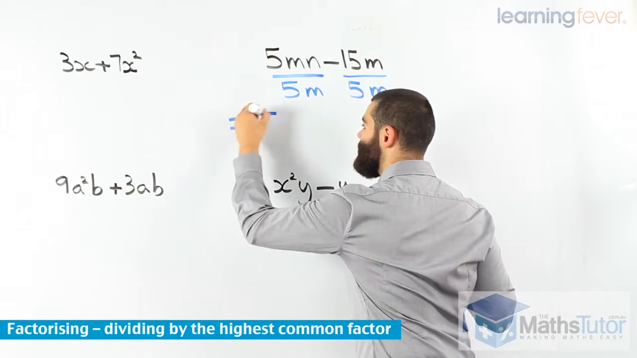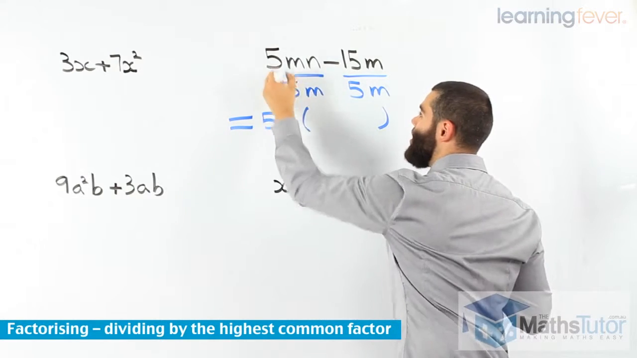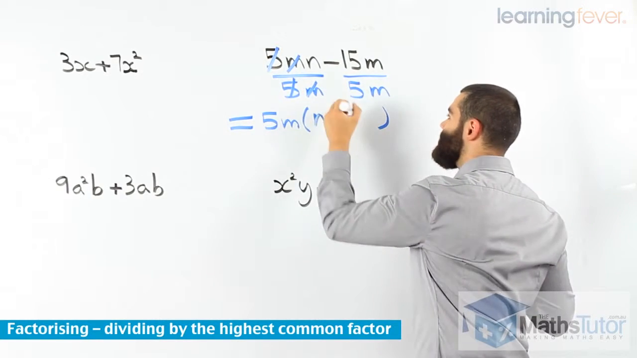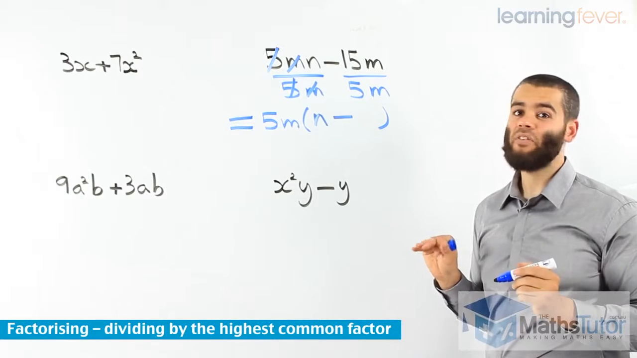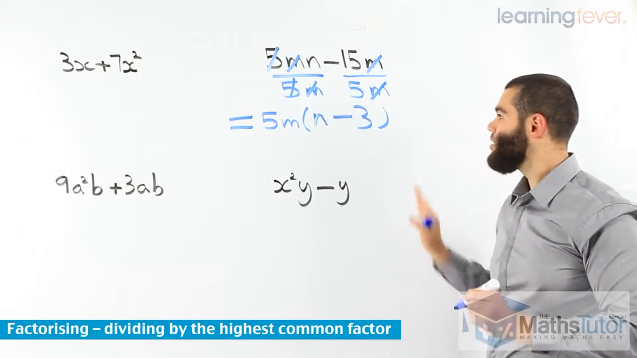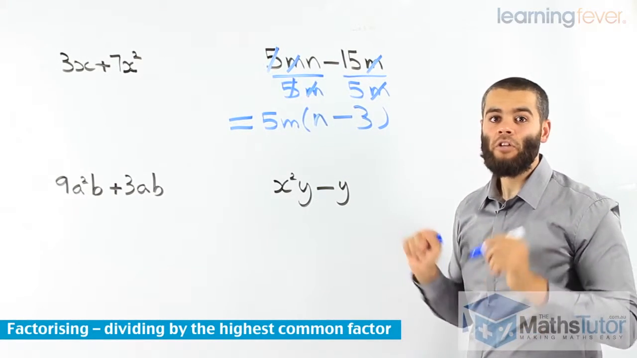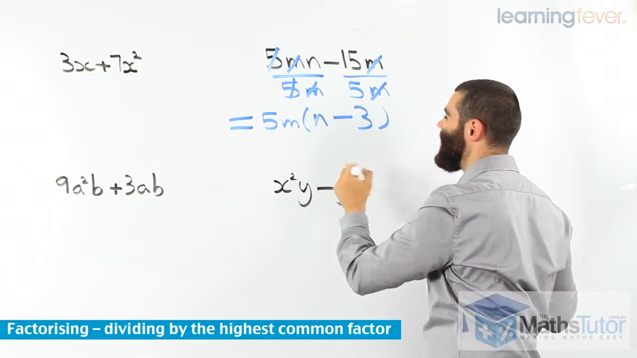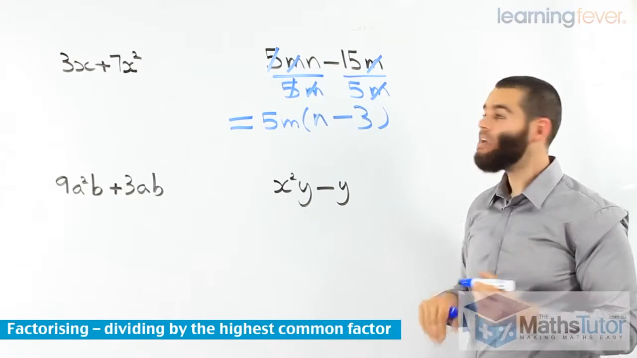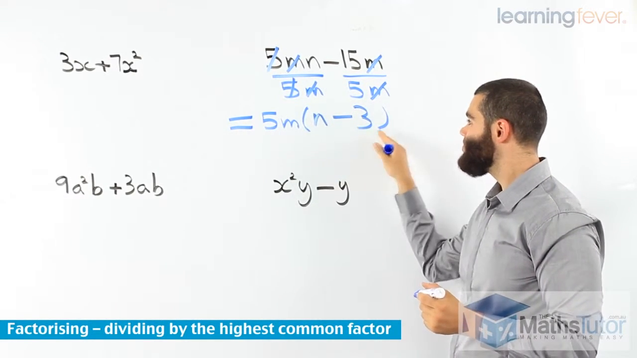So we have 5m, open bracket, 5 divided by 5, m divided by m, and we're left with n, minus 15 divided by 5, negative 15 divided by 5 is negative 3, and the m's cancel out as well. So finally, our answer is 5m, open bracket, n minus 3, close bracket. Did we do it right? We can check: 5m times n, 5mn, and 5m times negative 3, negative 15m. So here we can see that expanding is the opposite of factorizing, and if we look for the highest common factor we can get it right.